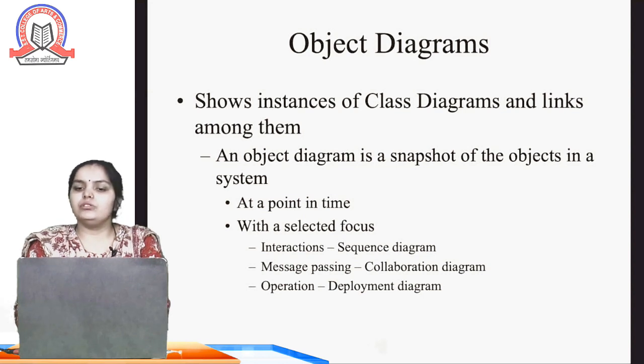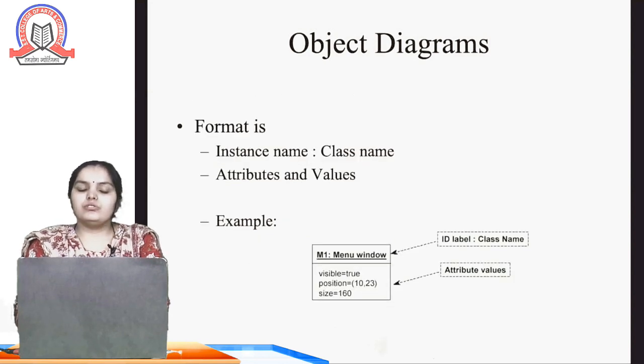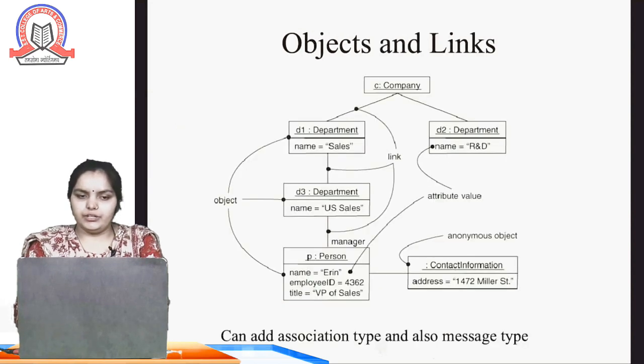Now we'll see the object diagram. This is an example of an object. As you can see, the name of the object is the ID label with the class name. M1 is the ID, and menu window is the class name of that object. After that we show different attribute values. So an object diagram has two parts. The first one is the ID, and the second one is the attribute. Now this is an example of an object.